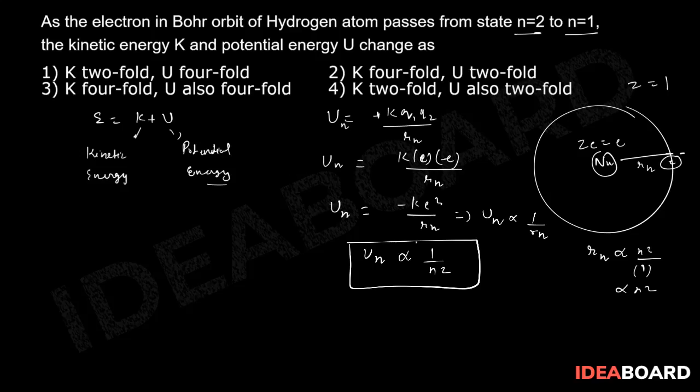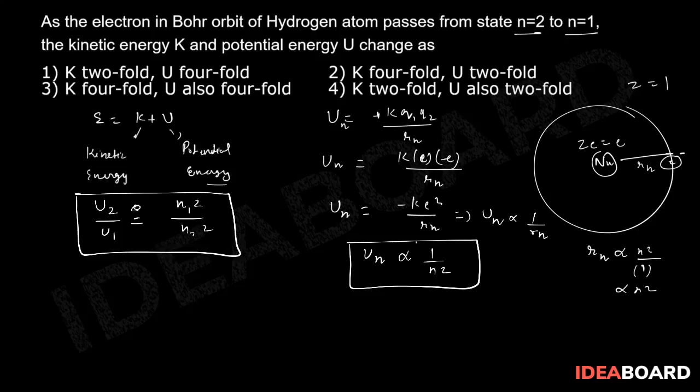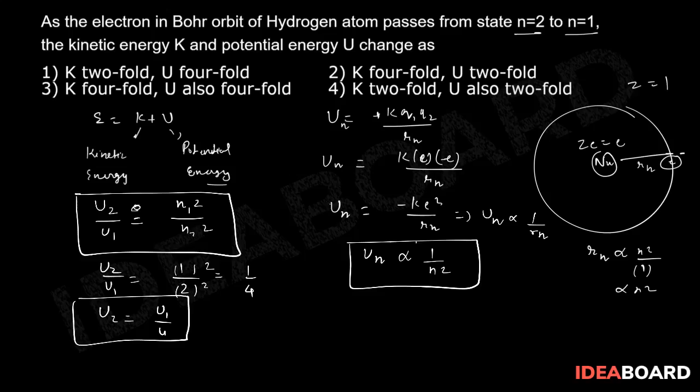So that means if I talk about U2, how much is it going to be? U2 by U1 is equal to N1 upon N2 square, because there is a reciprocal relation. So I can write U2 by U1 is going to be 1 upon 2 square. So this is going to be 1 upon 4. So U2 is going to be U1 by 4. Okay, that is going to be the relation.